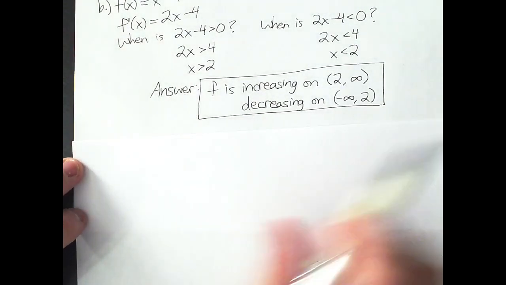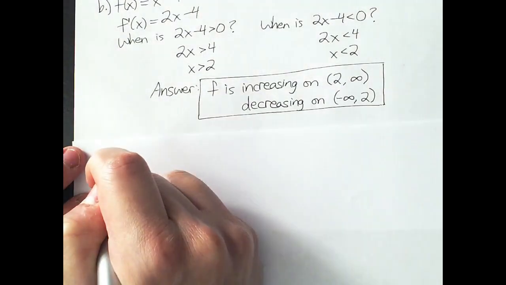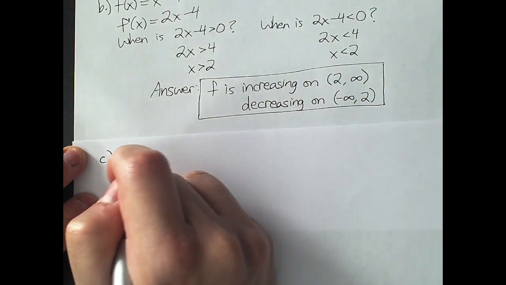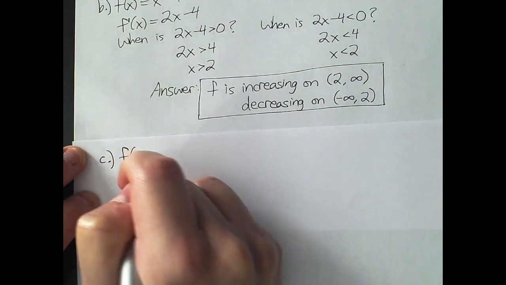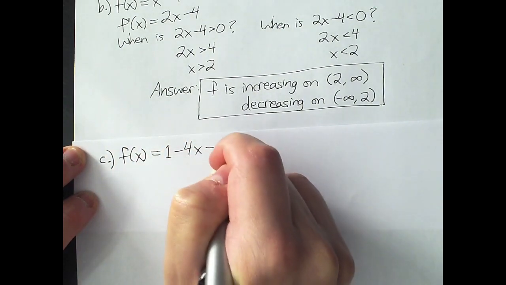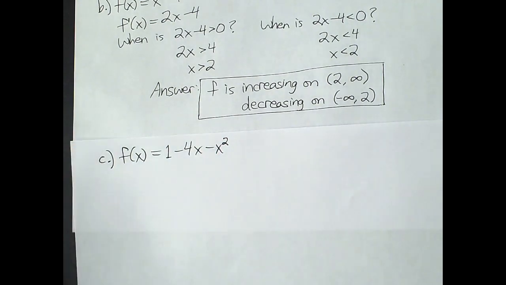All right, so I want you to try part C. I'm going to write the function again. So determine intervals of x values where f is increasing and where it is decreasing. And the function is this. So I'd like you to pause the video and give that a try.